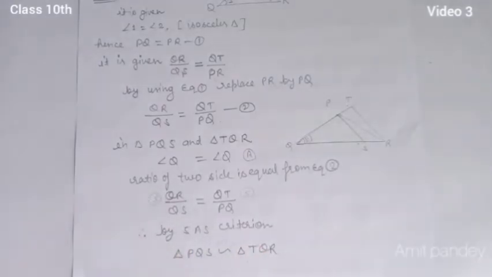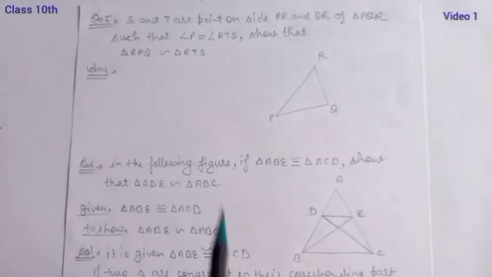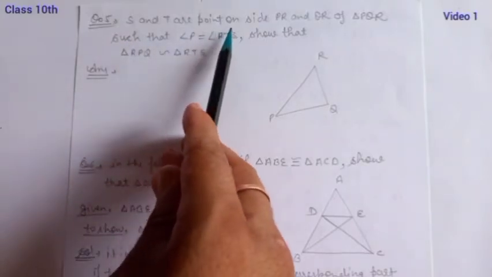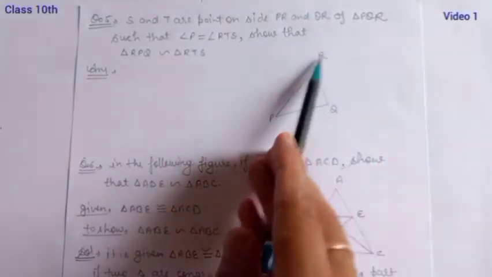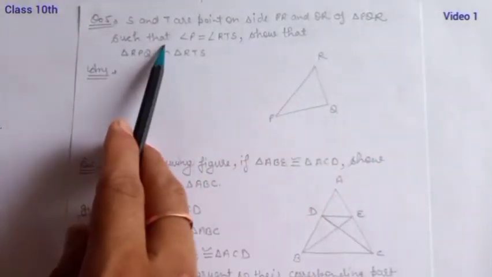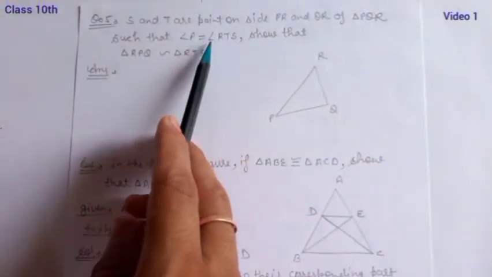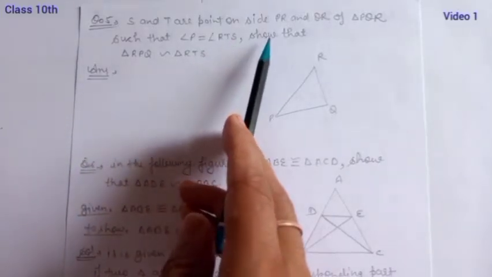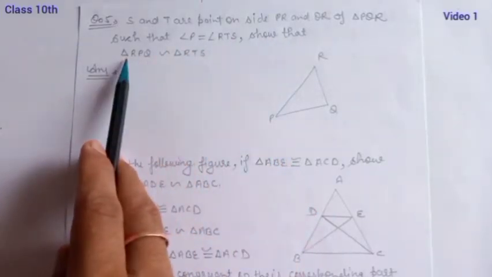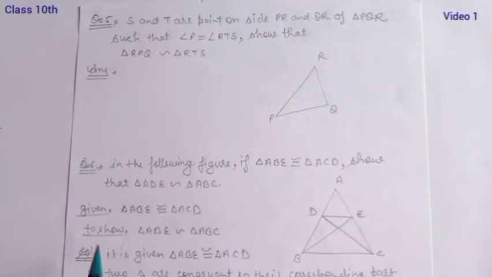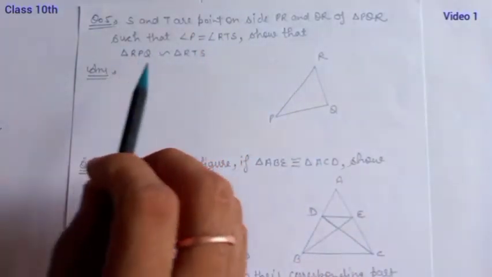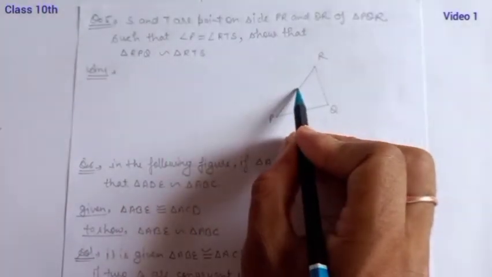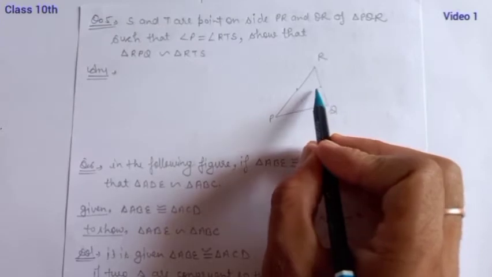Okay, let's do question number 5. S and T are points on sides PR and QR of triangle PQR such that angle P is equal to angle RTS. So triangle RPQ is similar to RTS. Student, it is given here that the point S is here and T is on line QR like this.